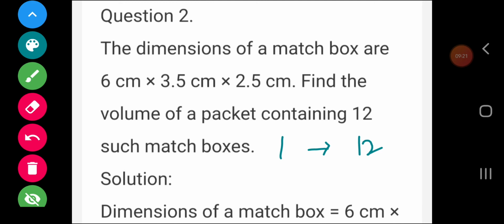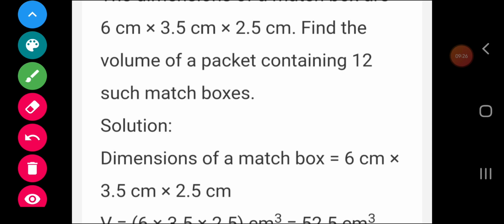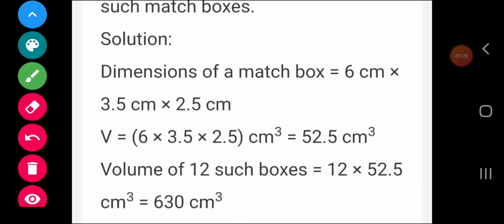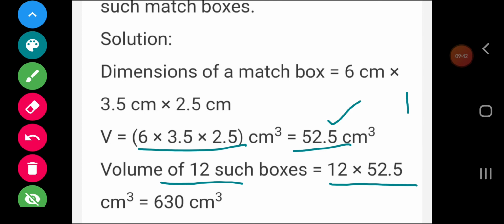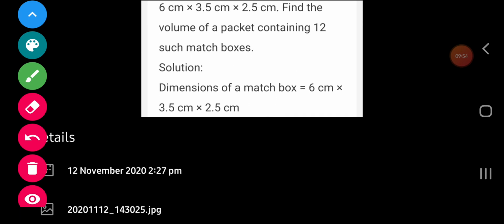Okay. So dimension of the match box they have given 6 centimeter, 3.5 centimeter, 2.5 centimeter. To get the volume we have to multiply that. 6 into 3.5 into 2.5, the value is 52.5. This is volume of one box. Now we need to find volume of 12 such boxes by multiplying the value 12. Now 12 into 52.5 is nothing but 630 centimeter cube.